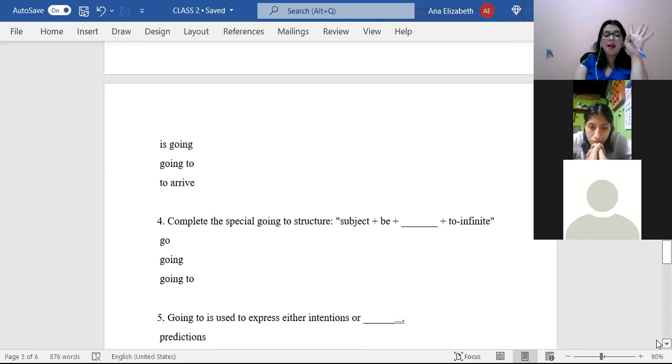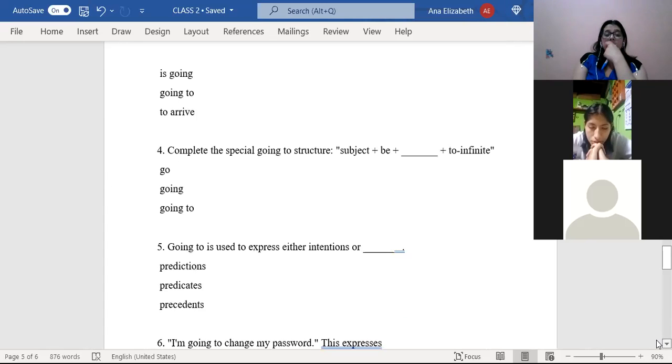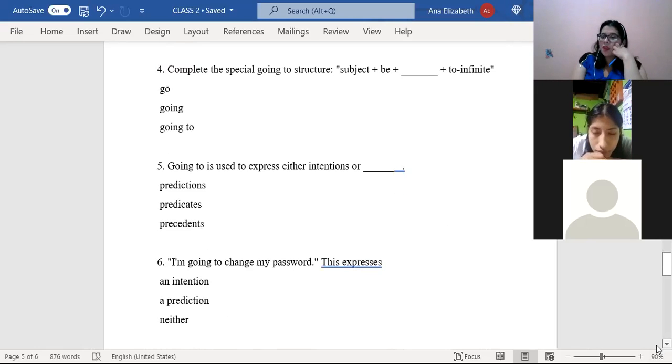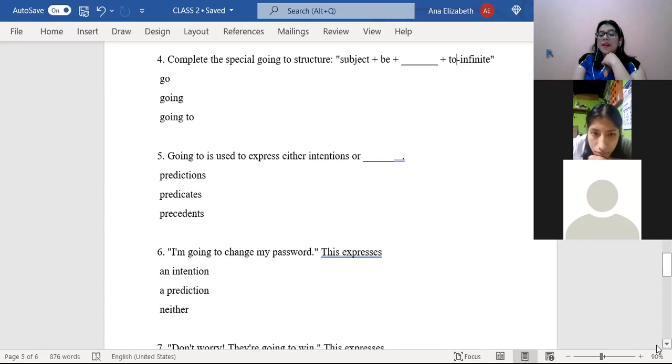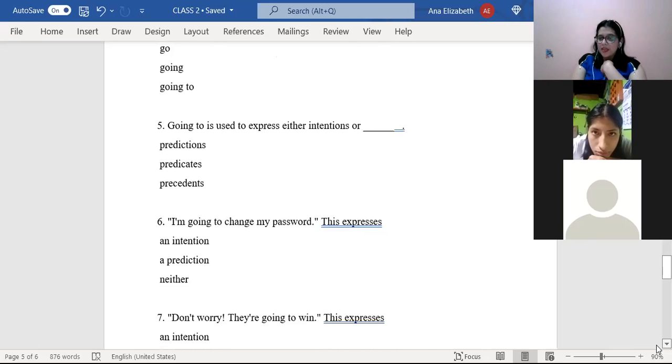Number five. Going to is used to express either intentions or predictions, predicates, or precedents? Predictions. Ajá. Acuérdese de the sky is dark. It's going to rain. De eso está hablando, de predictions. Cuando yo hago una predicción sobre algo.